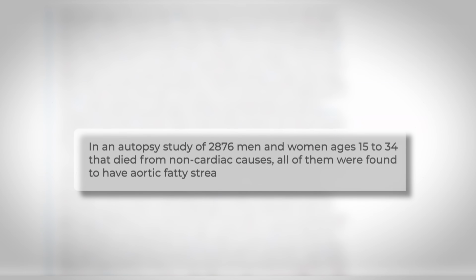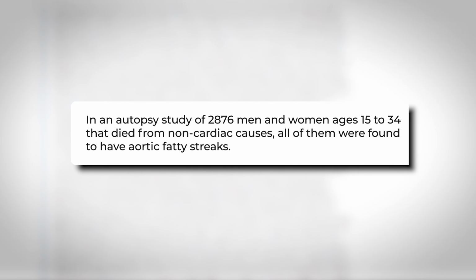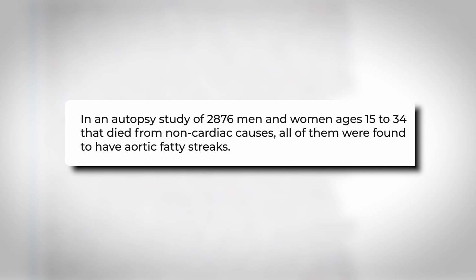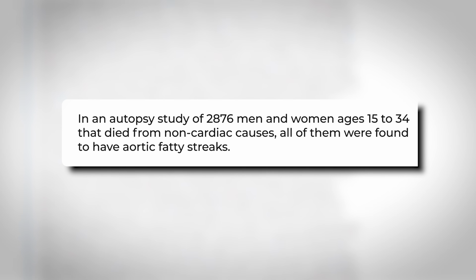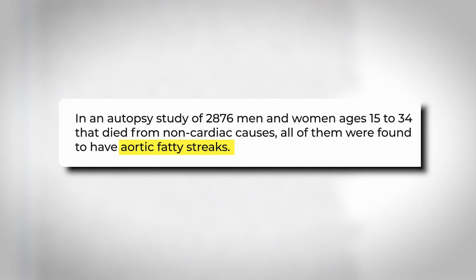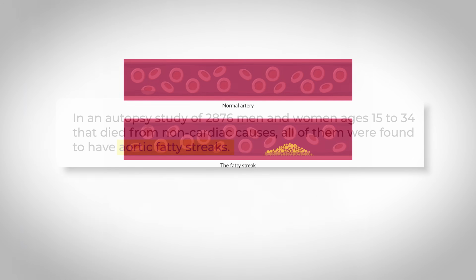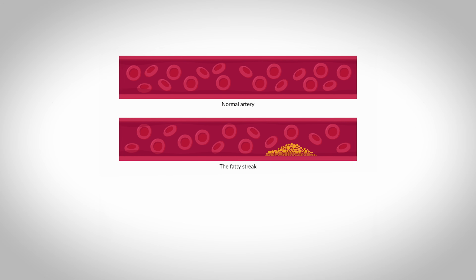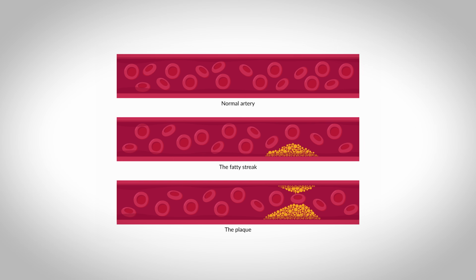For example, in an autopsy study of 2,876 men and women, ages 15 to 34 that died from non-cardiac causes, all of them were found to have aortic fatty streaks. If you haven't heard of fatty streaks before, a fatty streak is a lesion on the inside lining of the artery and is one of the beginning stages of plaque development.